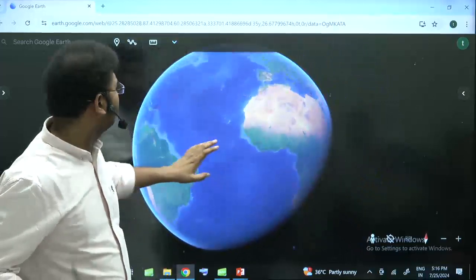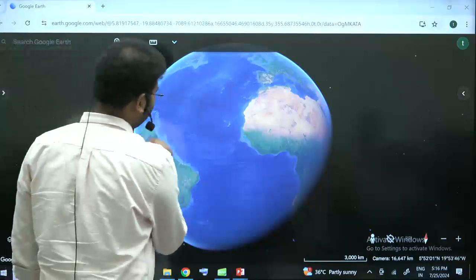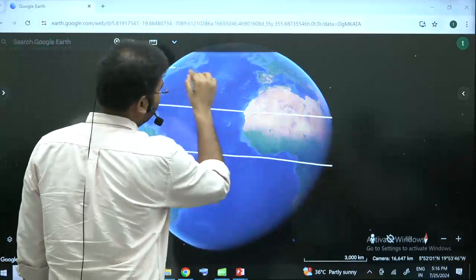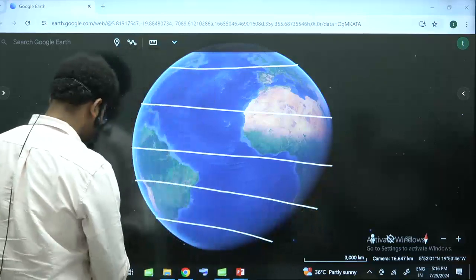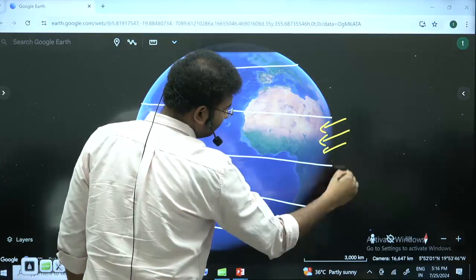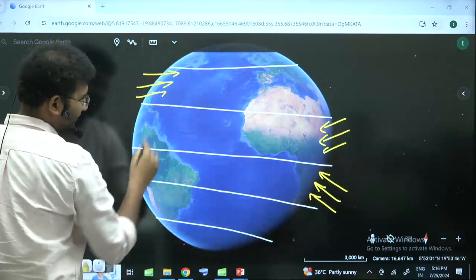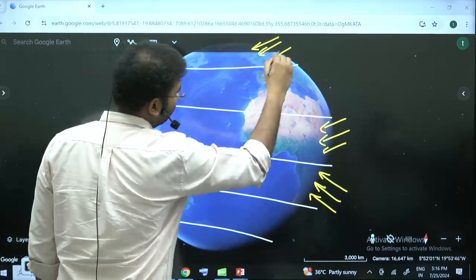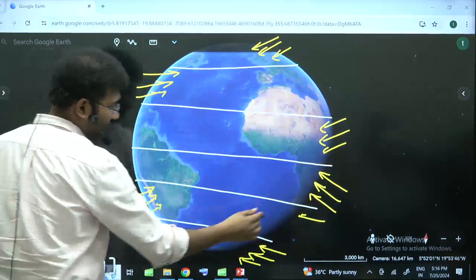First, can you draw the atmospheric circulation winds, only winds on the earth? If this is your equator, Tropic of Cancer, Arctic Circle, Tropic of Capricorn, Antarctic Circle. So here you have easterlies, and this is the belt of westerlies, and this is the belt of. Are you clear with this? Any doubts here? This is very, very basic.